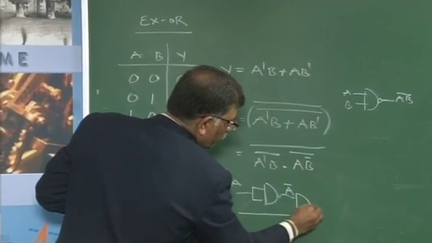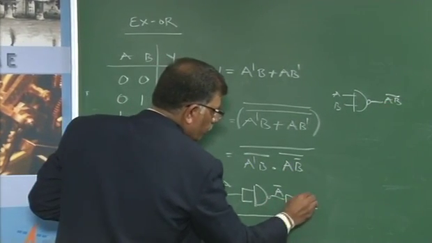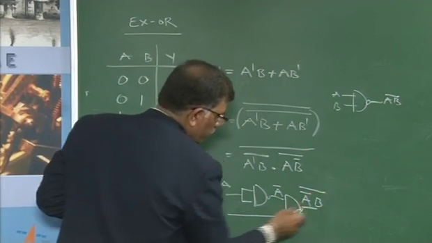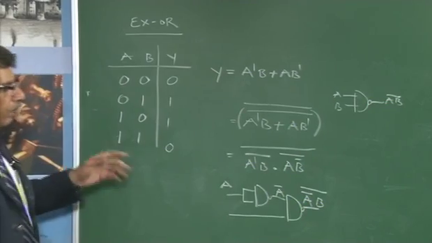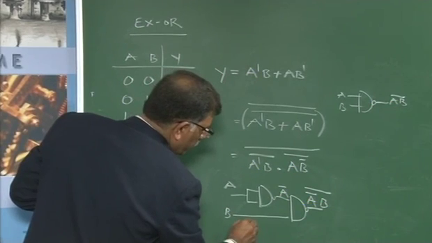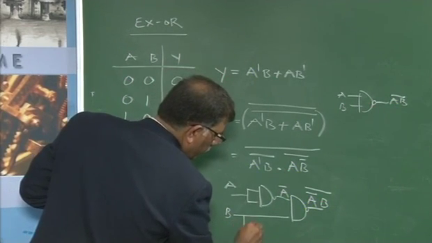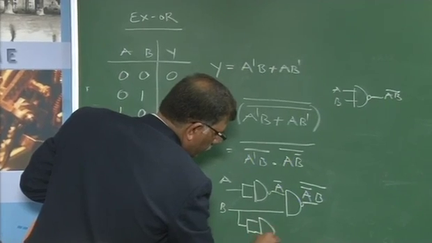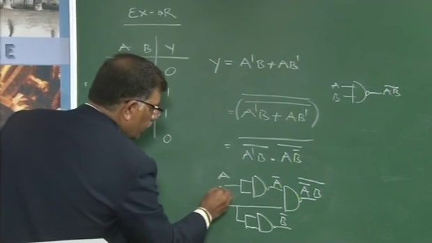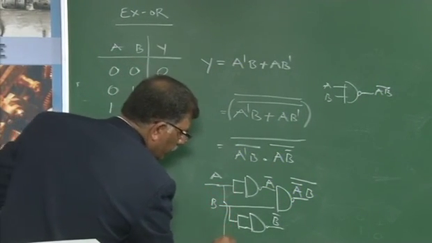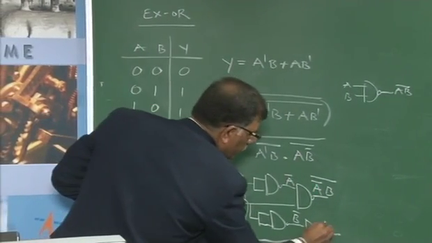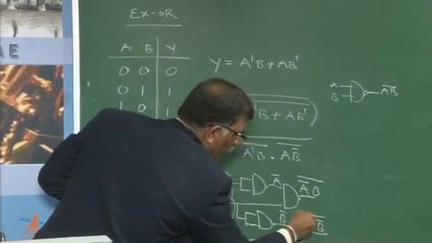Next I will give B directly to this. So A bar is an input here, B is another input. What is the output from this combination? It is (A bar B) whole bar. Similarly, this is B. I will take this B and interconnect it like this. This will become B bar, and I will take this A and connect it to another gate like this. The output that I will be getting is (A B bar) whole bar.